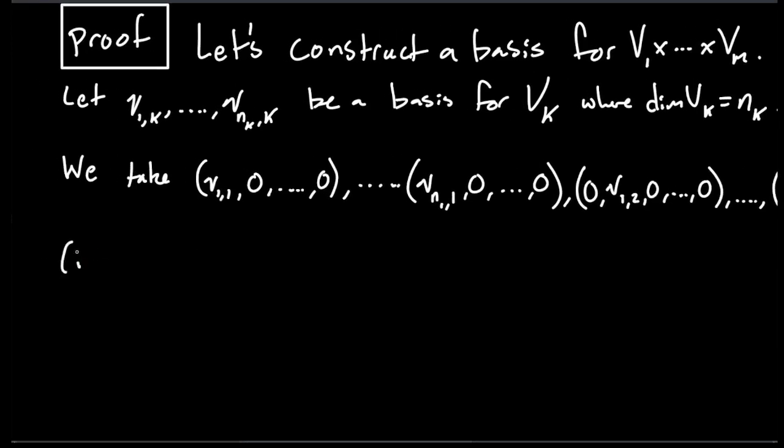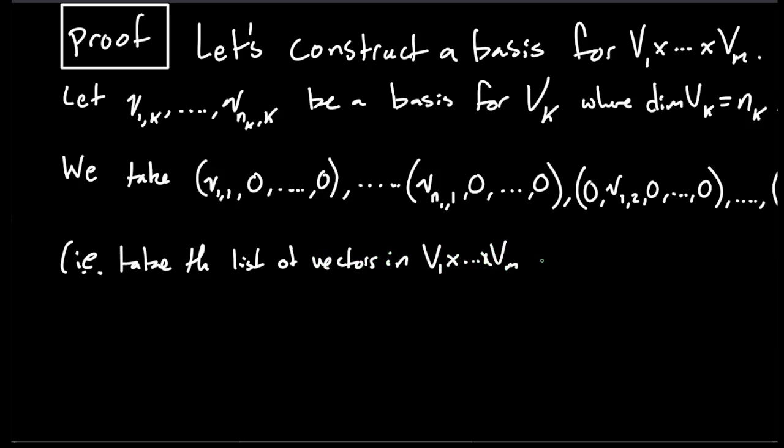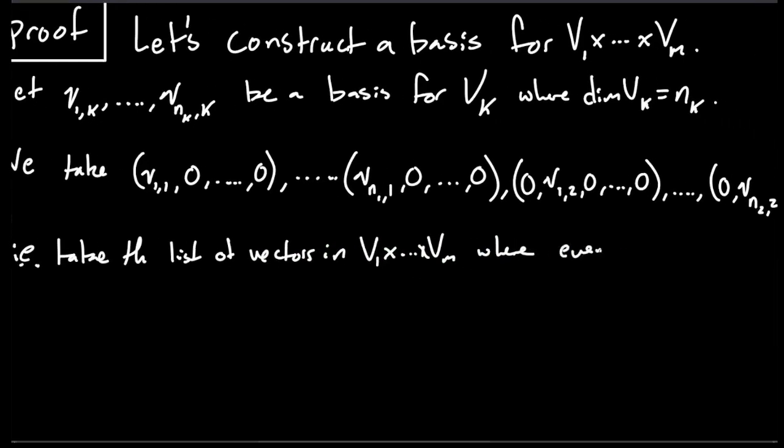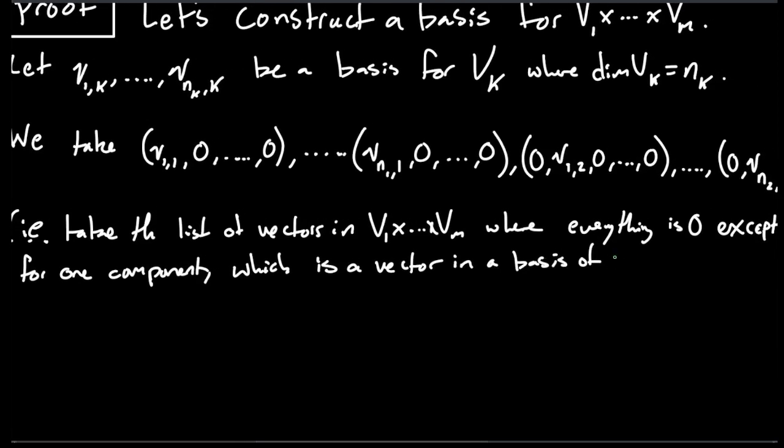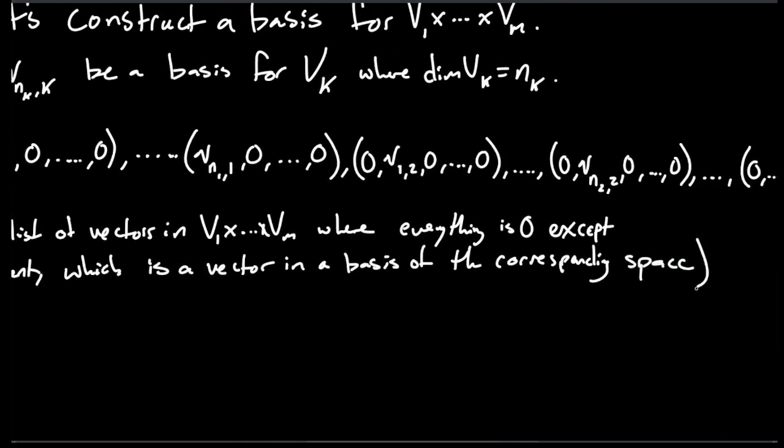Okay, that is, take the list of vectors in v1 times ... all the way down through vm, where everything is 0 except for one component, which is a vector in a basis of the corresponding space. Okay.